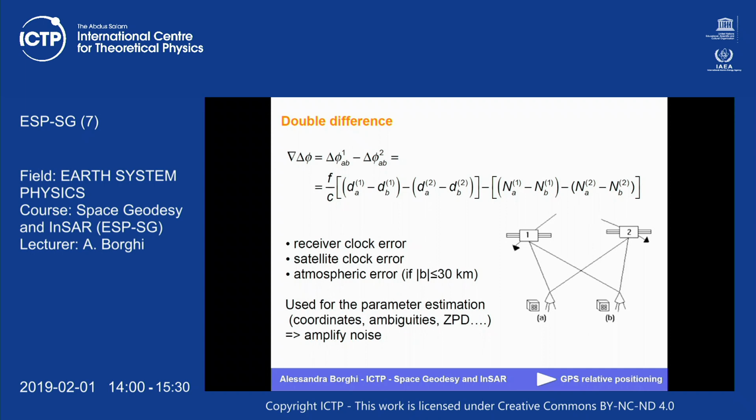Of course, it's an approximation. But if the distance is shorter than 30 kilometers, we can remove the atmospheric effect. So the double difference is one of the most used observables in GPS processing software. It is a base the software uses to resolve the equations and to estimate all the parameters that we have seen.